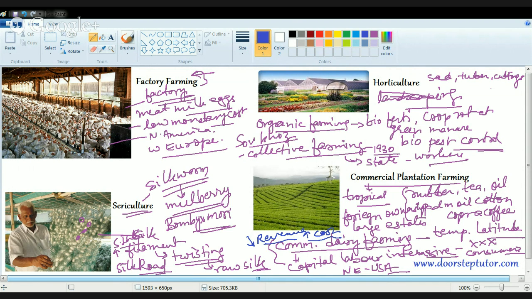So these were the various types of agricultural systems we have discussed today. In the next session, we will be talking about the problems of food security and more. So have a good day ahead and stay tuned for further lectures on agricultural geography.